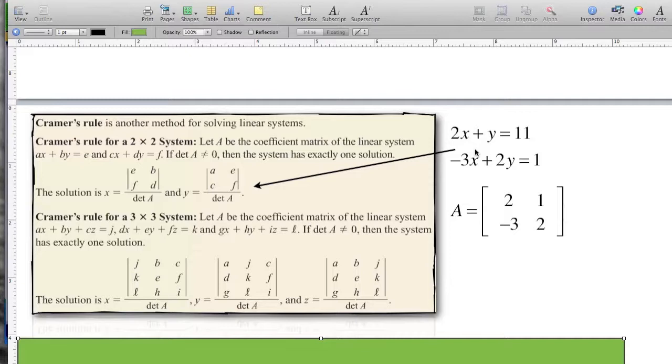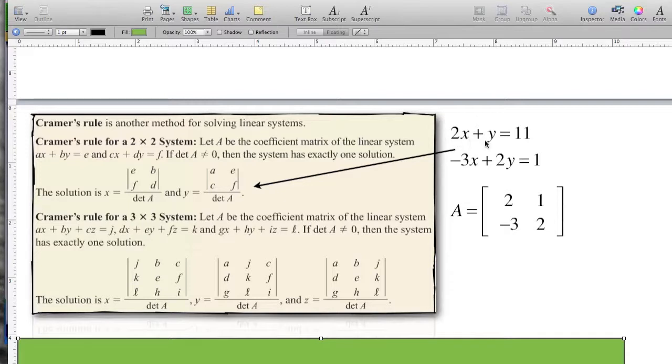If I had three variables, we have it down here as a 3x3. We'll talk about that in a minute. First, I need to set up matrix A. It talks about here's the solution x equals this, y equals this. Well, you have this little a at the bottom, the determinant of A, and all these letters up top. It's going to come from starting off by writing out matrix A.